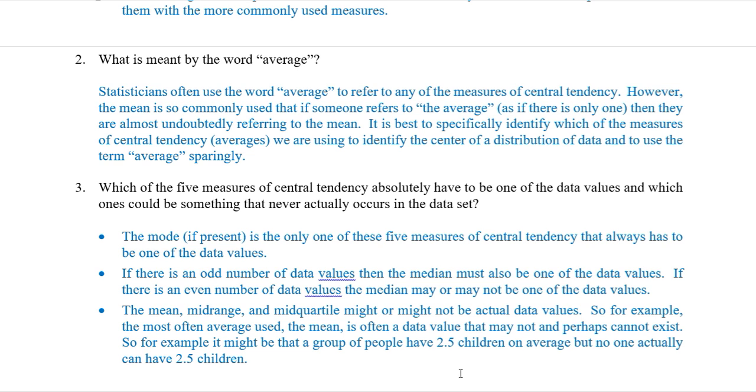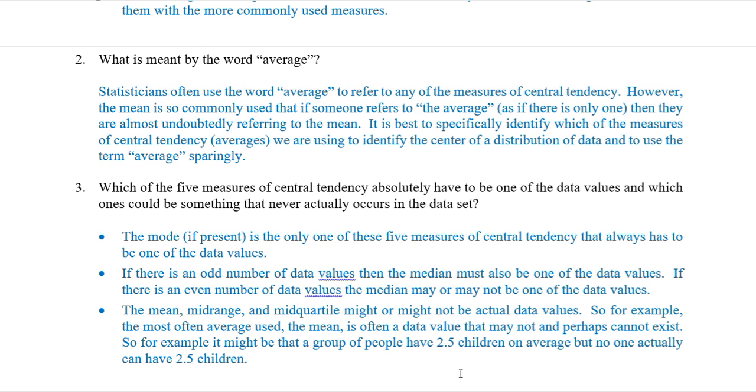Okay, so the mid-range and mid-quartile, remember, you're averaging two things. In other words, you're adding them up and dividing by 2. And so when you divide by 2, you could get something that falls where there's not an actual data value. In fact, it's even possible that the mid-range or mid-quartile might give you a value where there's not even another one really close to it, possibly.